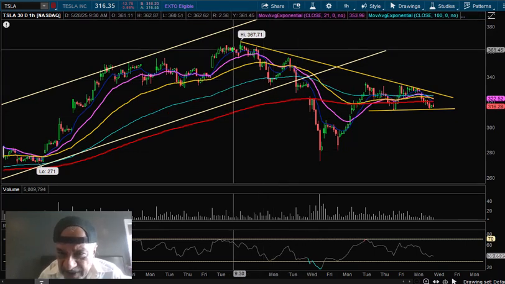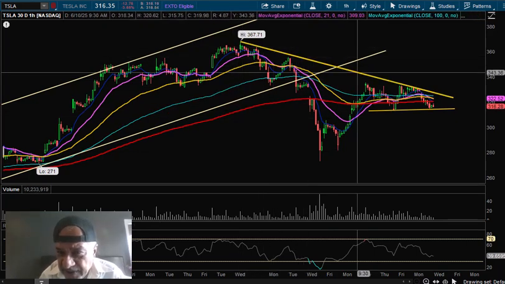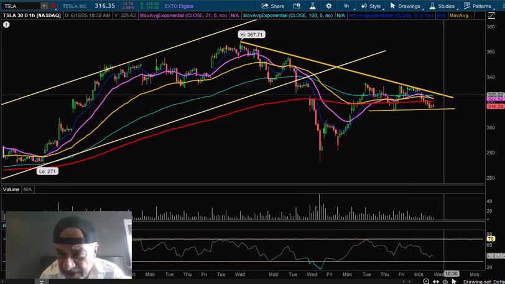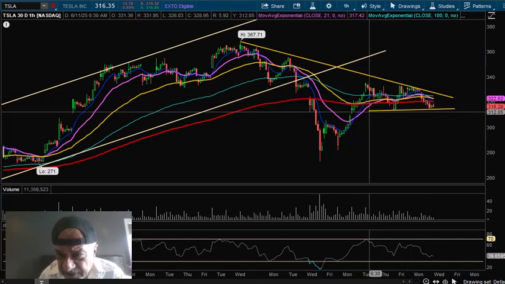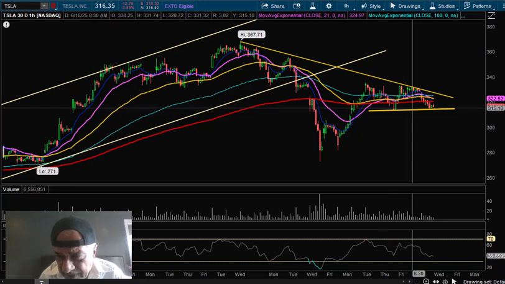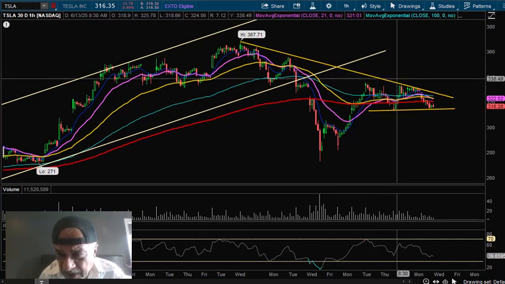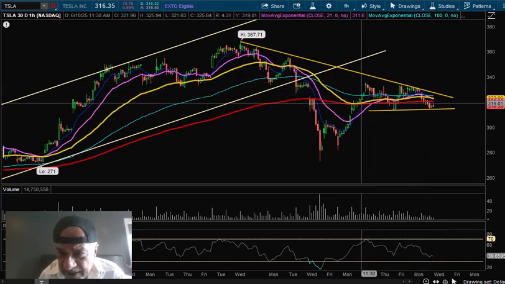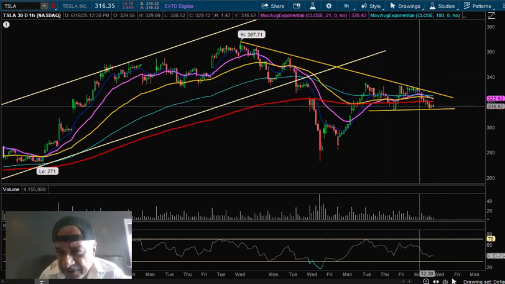And these are the trend lines that I've drawn here. This is the downward trend line that we talked about in yesterday's video. And this is the support line that I have drawn here. So it's looking more like a triangle now, some kind of a triangle that is forming here.